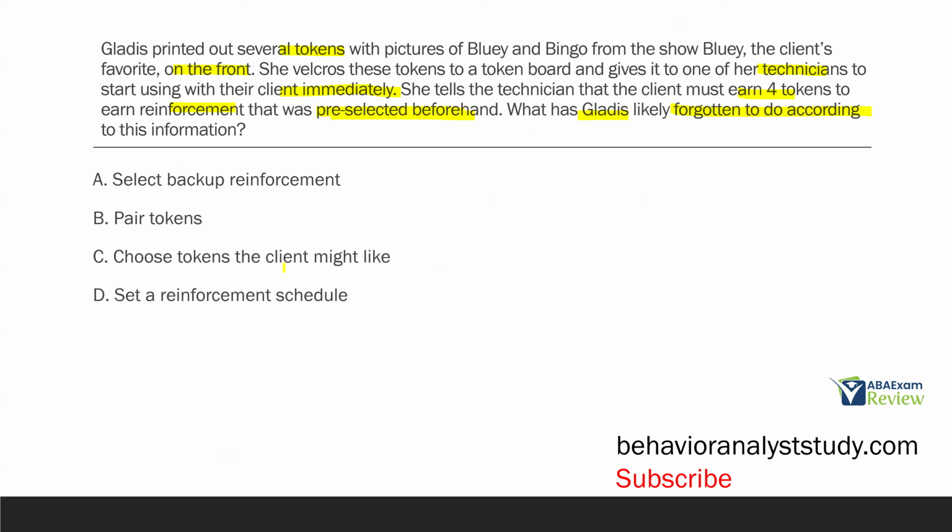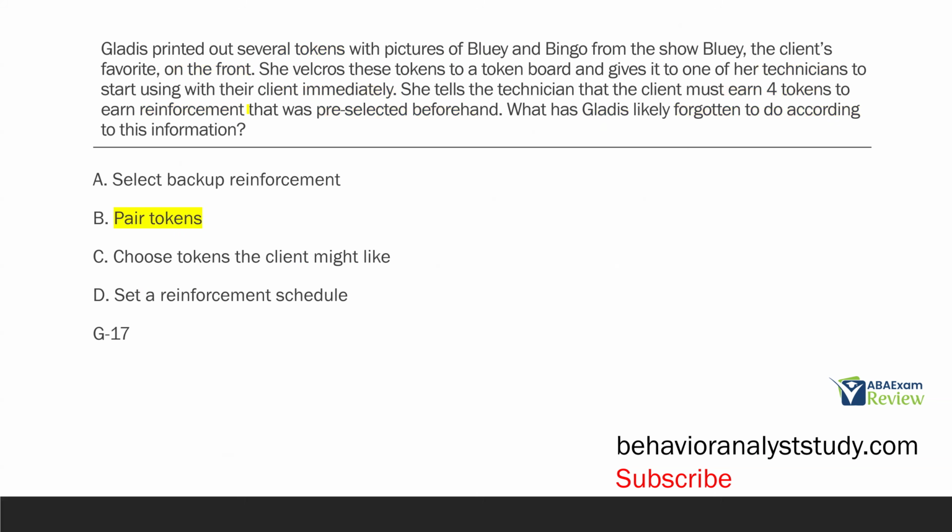What about C, choose tokens the client might like? Well, it's hard to say if the client does or doesn't like the tokens, but it does seem the client likes the show Bluey, and that's what Gladys used. So we can at least say she tried to pick tokens the client might like. And then D, set a reinforcement schedule. Well, we have a schedule here, 4 tokens to earn reinforcement. So it looks like some sort of fixed ratio 4 schedule. She's done that as well.